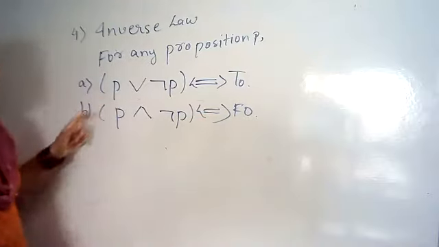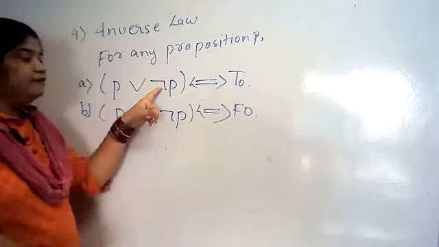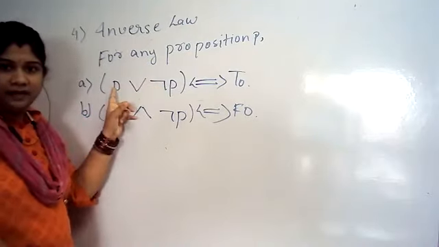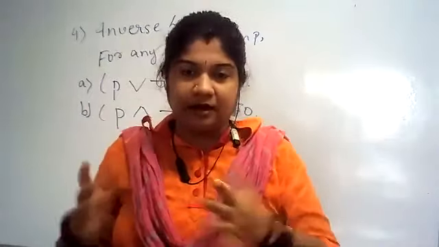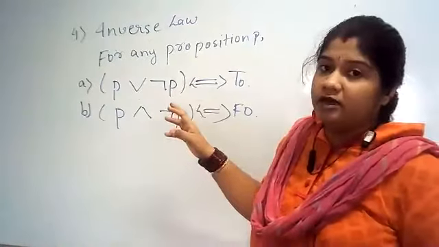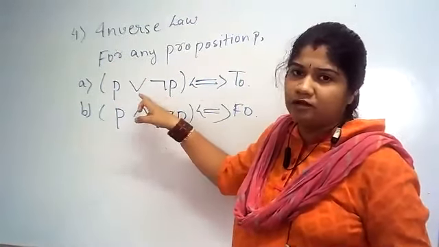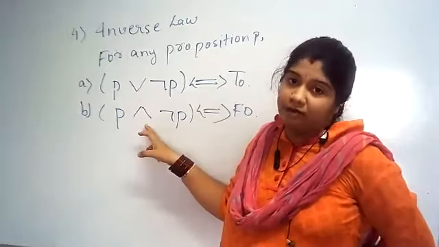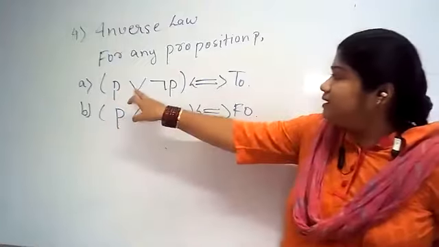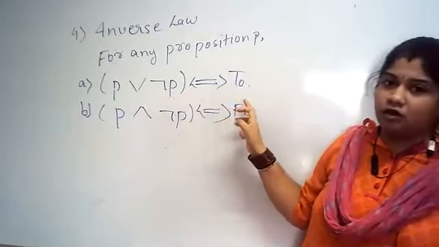Inverse law means what? How I remember it: inverse means P and inverse P. If you remember the identity law, the final result should be P. Similarly, remember the inverse law as P with inverse P. No doubt this is common: in A disjunction will be there, in B we have a conjunction. But P disjunction inverse P is tautology.